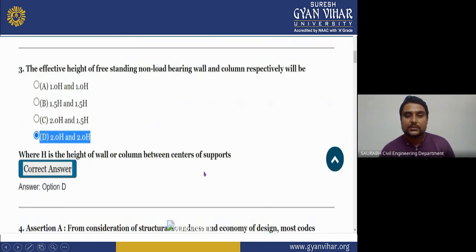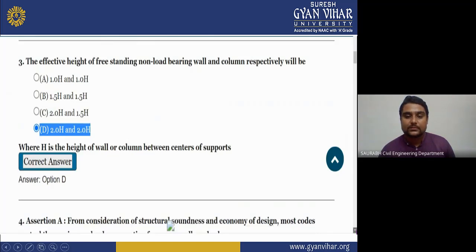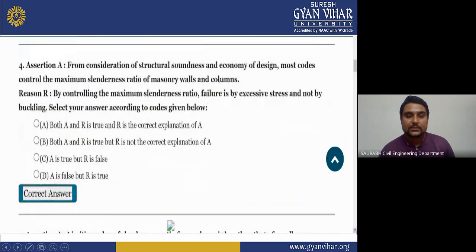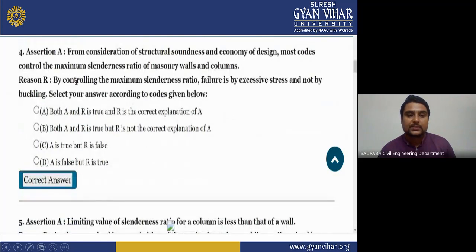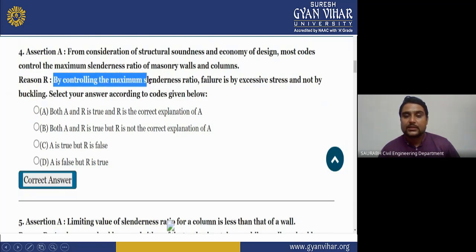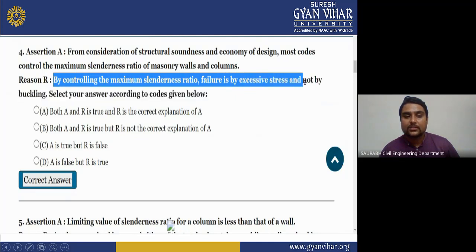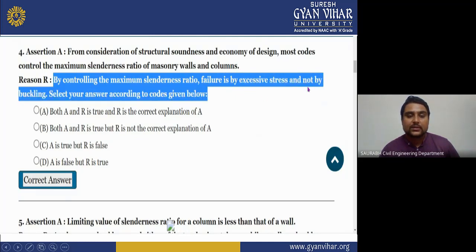Come on, the next question, which is number 4. One assertion A is given: from consideration of structural soundness and economy of design, most codes control the maximum slenderness ratio of a masonry wall and column. Reason R is given: by controlling the maximum slenderness ratio, failure is by excessive stress and not by buckling. Select your answer according to the code given below.